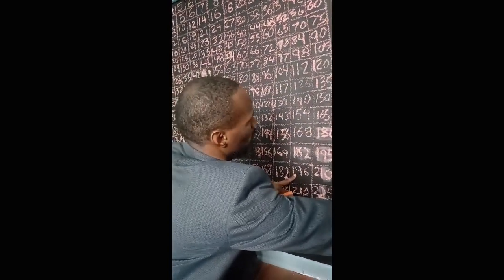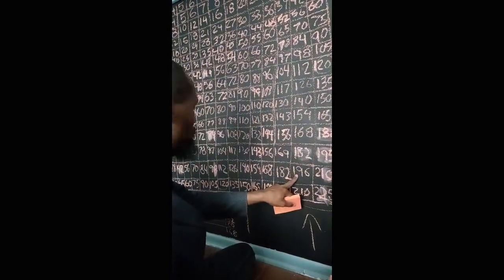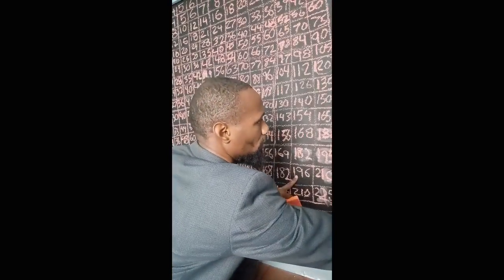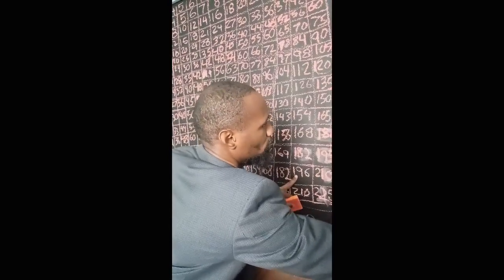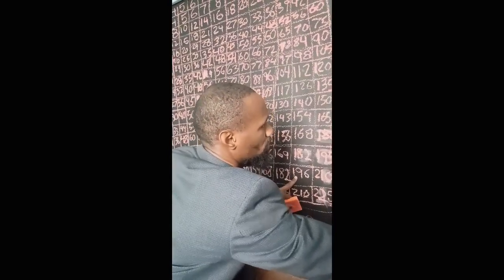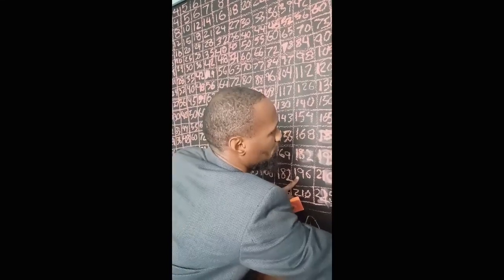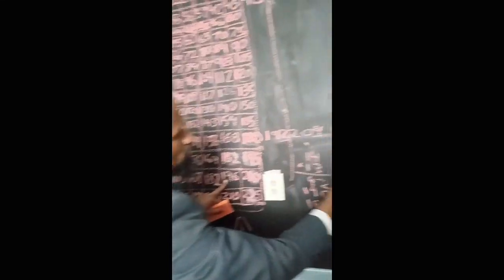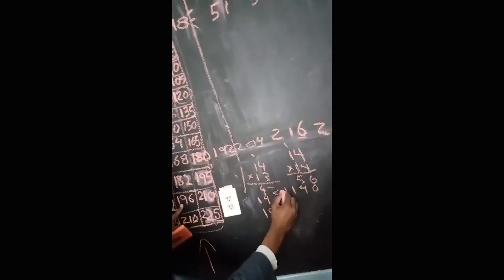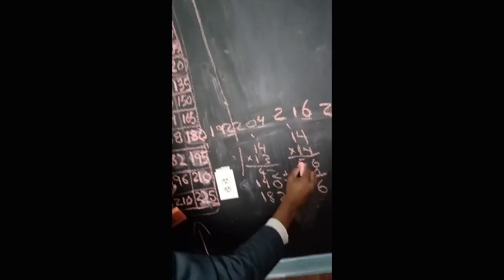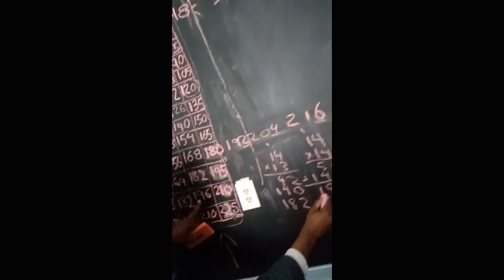14 times 14 equals 16, carry 1, 4 is 5, placeholder 4, 1, 6, 9, 1. I don't know.